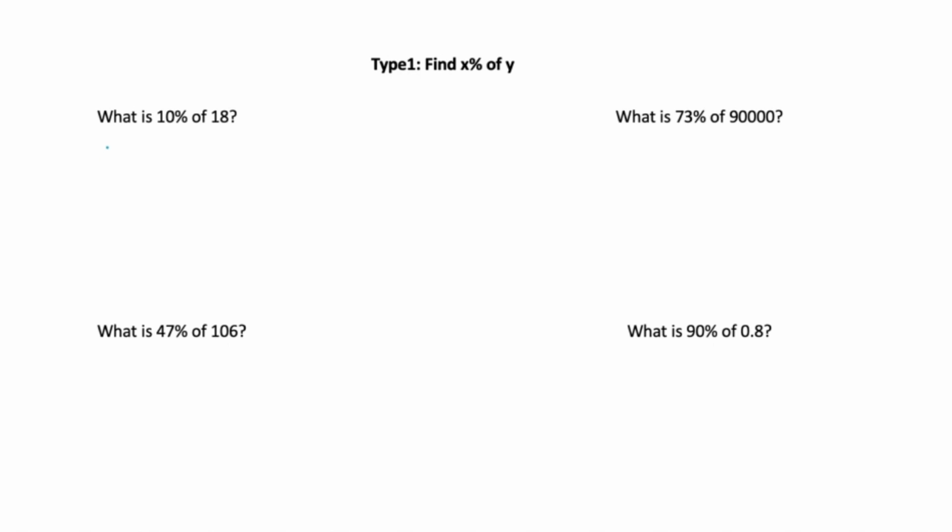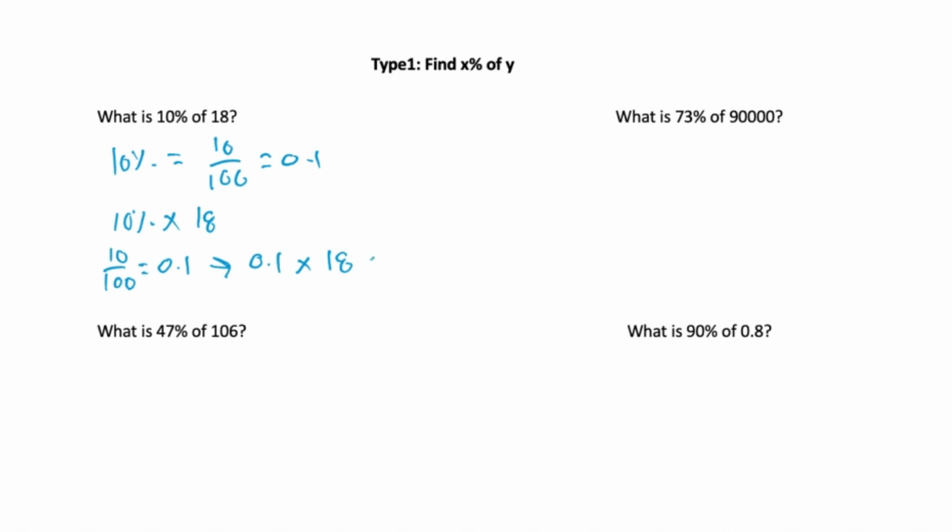So what is 10% of 18? The way you calculate this is you simply times 10% by 18. Remember, 10% means 10 over 100. Percent means per 100. So 10% is 10 over 100, which is 0.1. So to calculate 10% of 18, you just do 10% times 18, which is 10 over 100, which equals 0.1. So 0.1 times 18, which is 1.8.